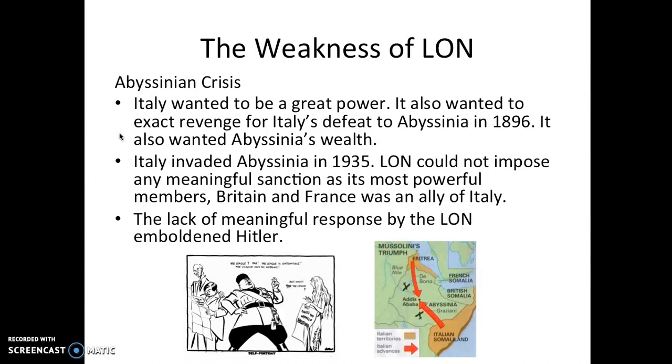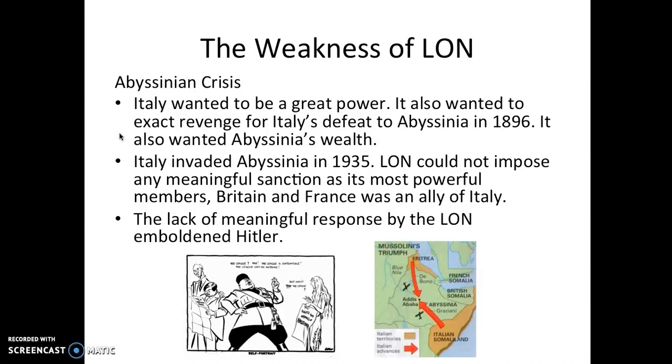Italy invaded Abyssinia, but there wasn't any meaningful sanction on Italy. For example, a ban on fuel, petrol, to Italy was delayed because the LN or the members didn't want to be implicated economically, right? As a result of the ban.